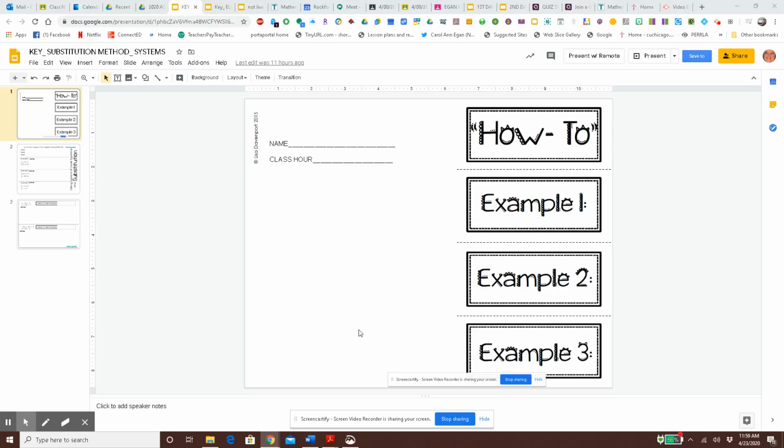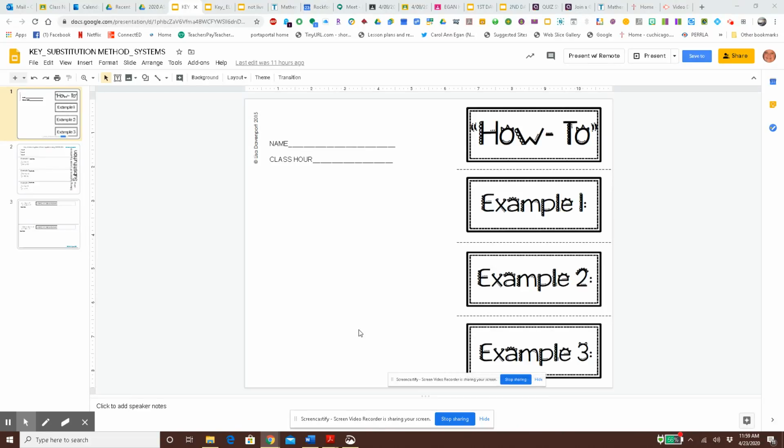Okay, good morning. Today we're going to talk about how to solve a system of equations using the substitution method. So at this point, we've done the graphing method and we've been able to graph equations and find out what the point of intersection is if one exists. So now we're going to move on and learn a different method for how to do the same thing.